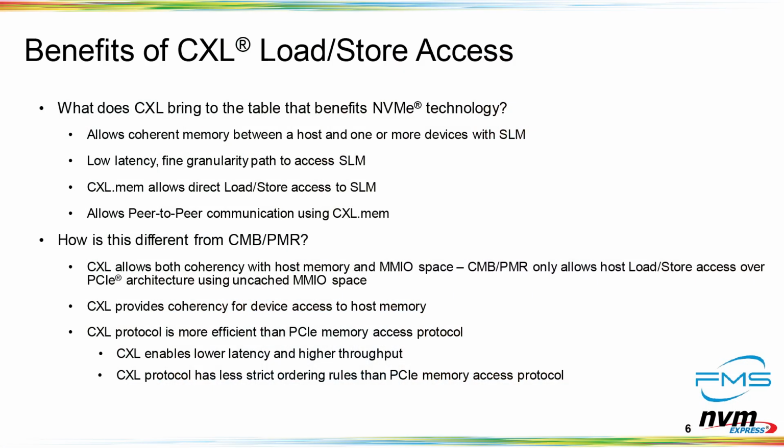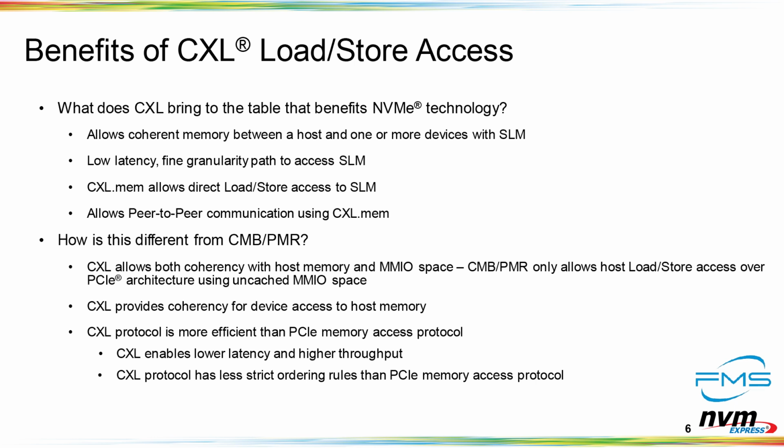I would suggest that CXL actually checks a lot of the boxes of what we just enumerated, of what we'd like to have. CXL brings coherency to that memory in the device and the host, so we can have those coherent accesses. CXL brings low latency, fine granularity access to the subsystem local memory. CXL.mem allows direct load store access to SLM. And CXL also allows for peer-to-peer communication using CXL.mem.